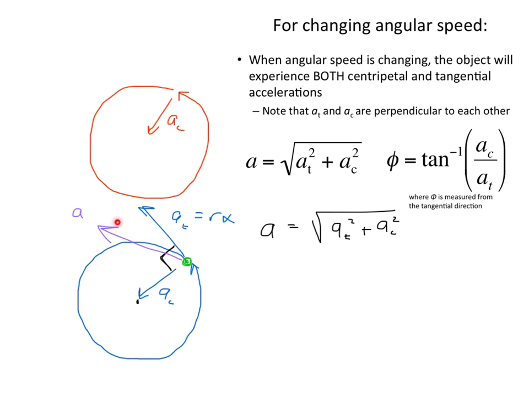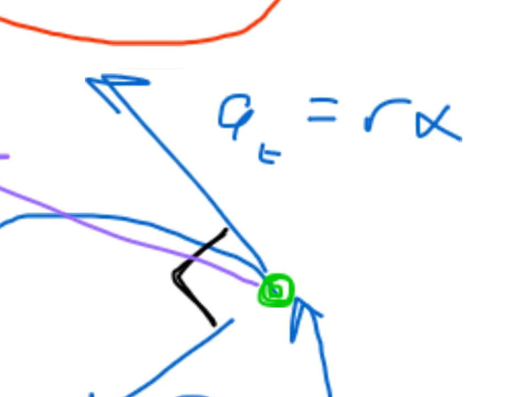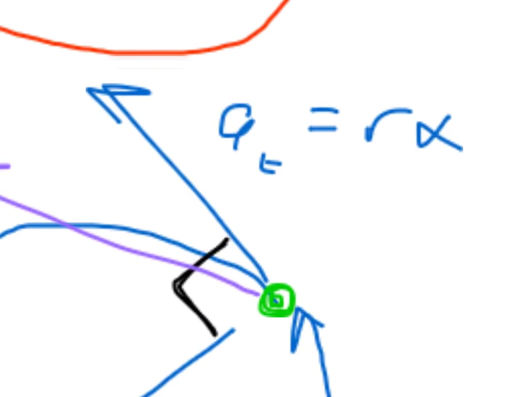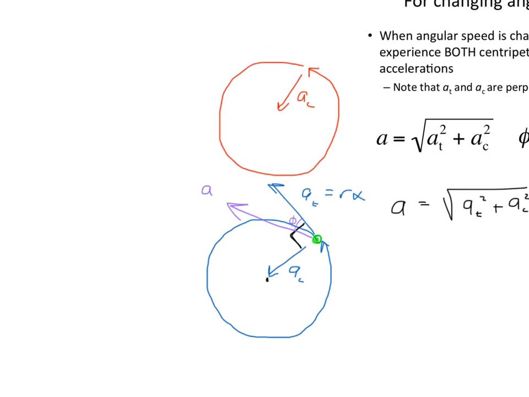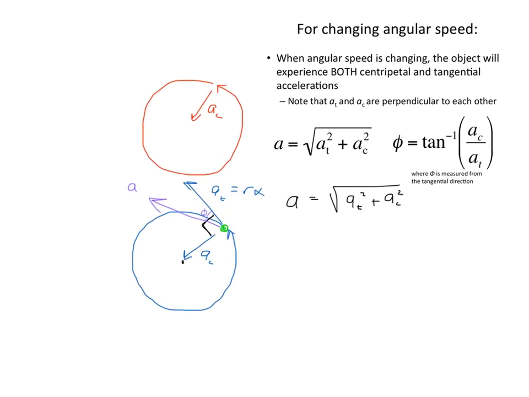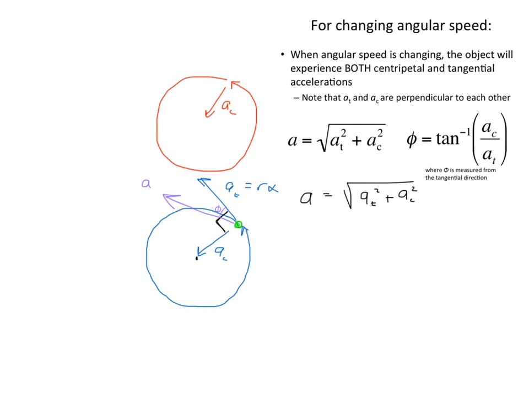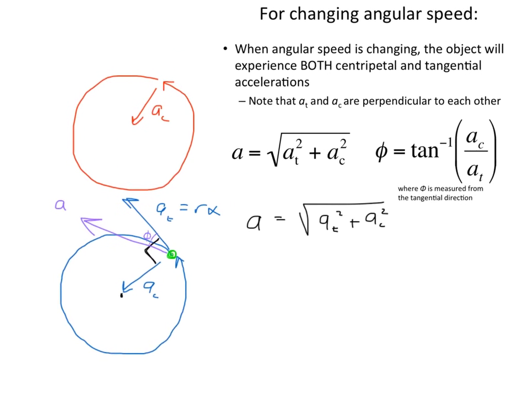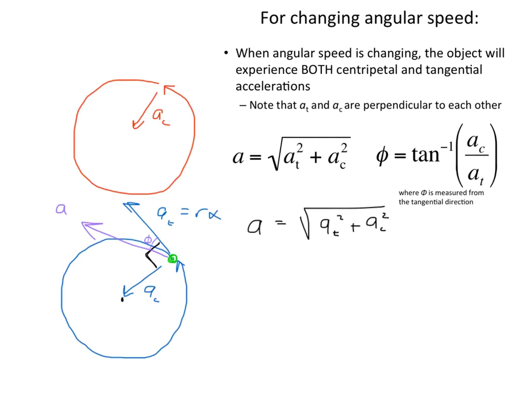What is the angle right here? Well, this angle, and I should draw this a little bit bigger like that, we're going to call phi, or you could call it theta if you want. I know we called phi something else in our work and energy chapter, but this is not exactly theta, because theta was an angle that was measured from the x-axis. We call this phi because it's measured from the tangential direction.